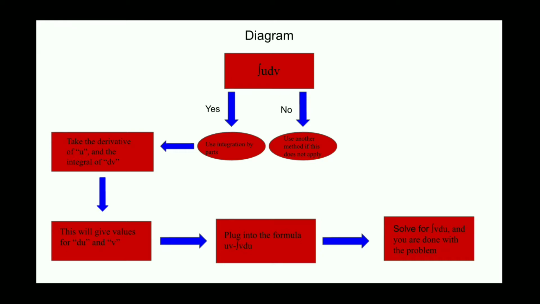This is the diagram I made. If your equation looks like the top box, the integral of u dv, then yes, you should use integration by parts. The next step is to take the derivative of u and the integral of dv. Once you do that, you will have two extra values, which are du and v. Now you have four values, and you could plug them into the formula uv minus the integral of v du. Then the last step is to solve for the integral of v du, and then you are done with the problem.